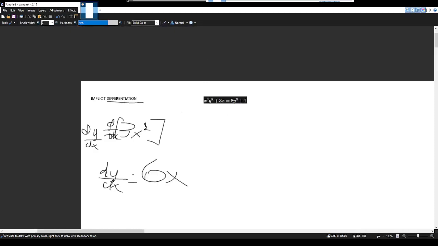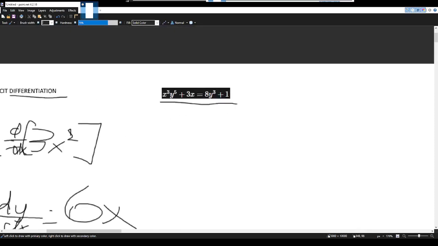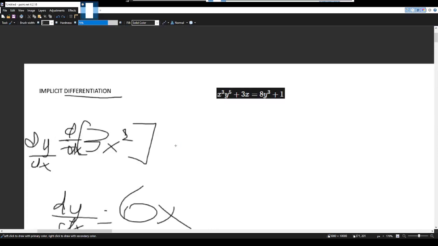But what if we have something more complicated, right? What if we have something like this, and we still want to find dy/dx, but we're not really given y equals? We don't have that. We just kind of have x and y. They're not really separated. But it's a bit more complicated. So what we can do is we can pretty much just differentiate both sides. So I guess I'll write this out.